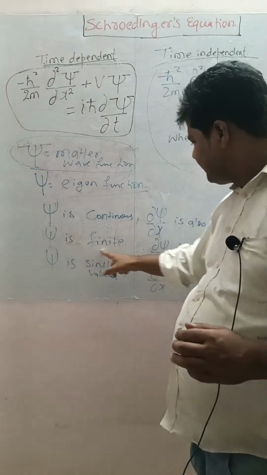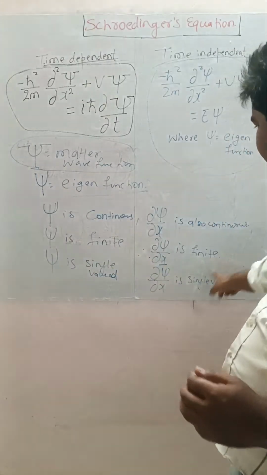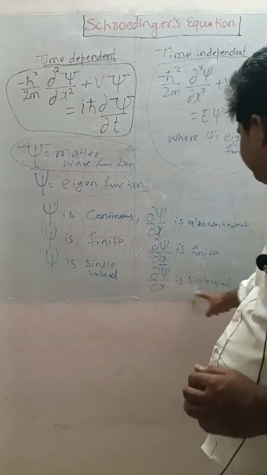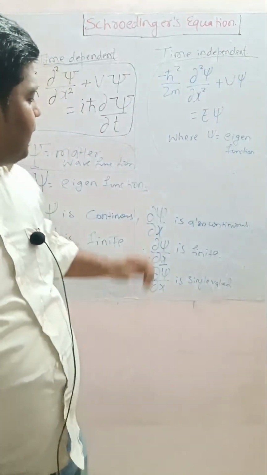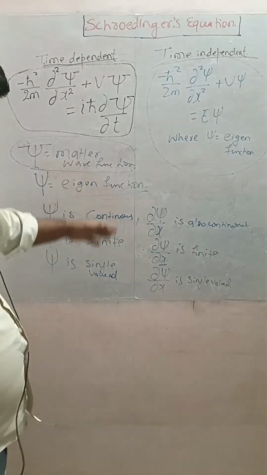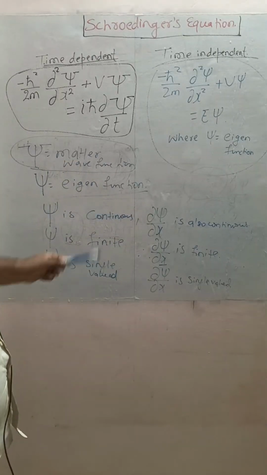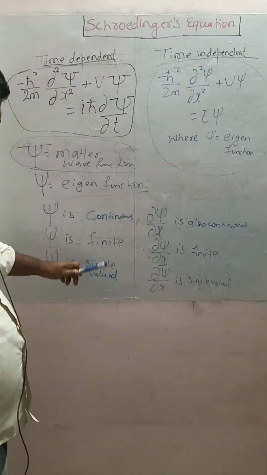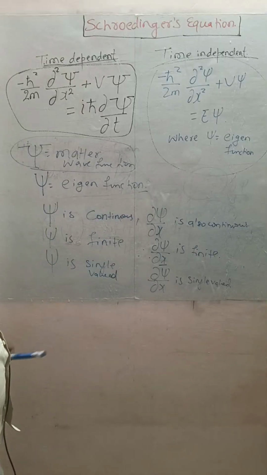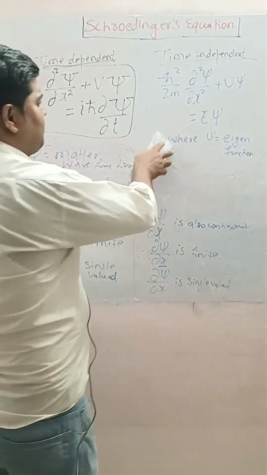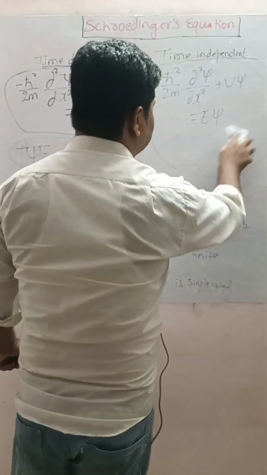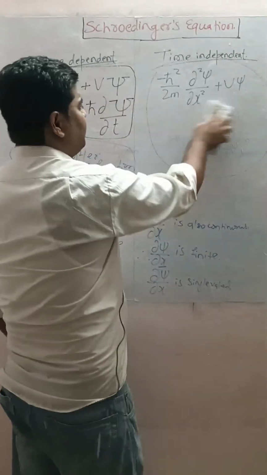Again, eigenfunction is finite. This is also finite. This is single valued. This is single valued. For undergraduate and college students, you can relate these things. Now, what is the graphical meaning of these three concepts? See here, graphical. More than half an hour. Just 5 minutes. I'm going to finish this now.